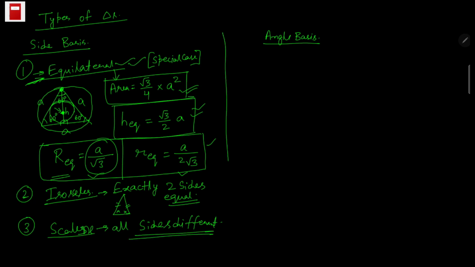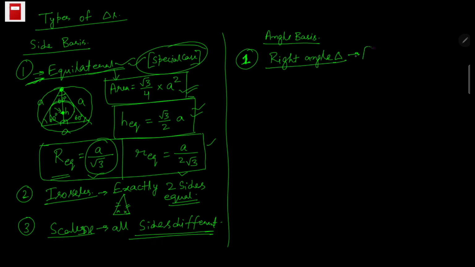Now, angle basis. There are three different types. I'll start with the right angle triangle actually. Okay, the first one is, as per the importance, the right angle triangle. So the way we had the equilateral triangle as a special case, similarly in angle basis, the right angle triangle will be taken as a special case, right? Everything that is related to a right angle triangle should be remembered as it is, directly.